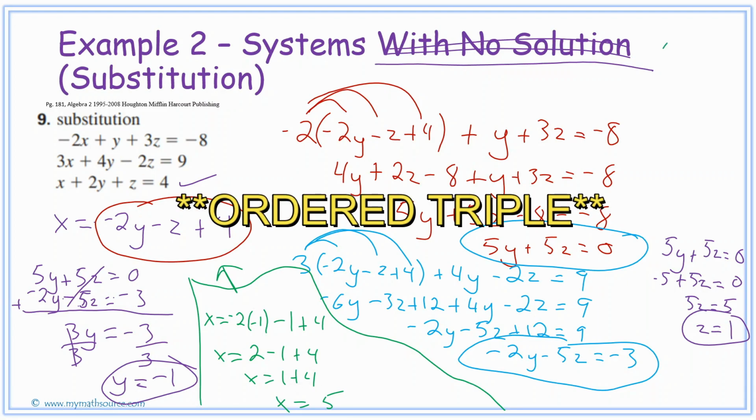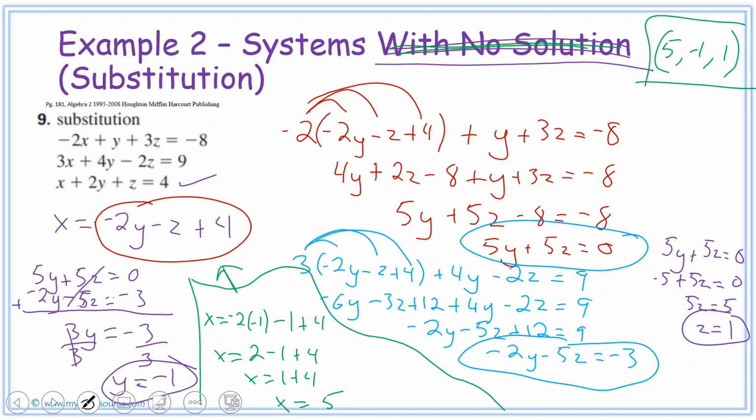All right, so that's what our ordered pair would be. Ordered pair would be (5, -1, 1), or x equals 5, y equals negative 1, z equals 1 as our final answer. So this one had the wrong title. It does have a solution, and this is how you would do it if you were asked to show your working via the substitution method.